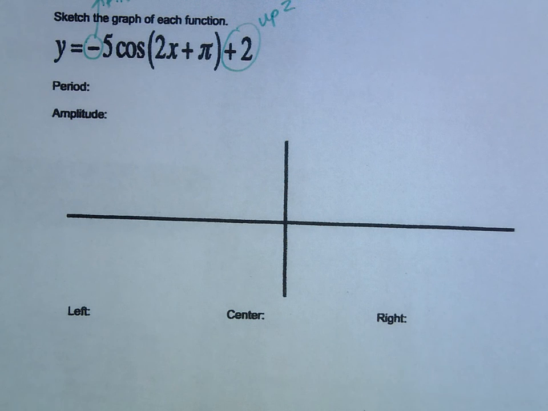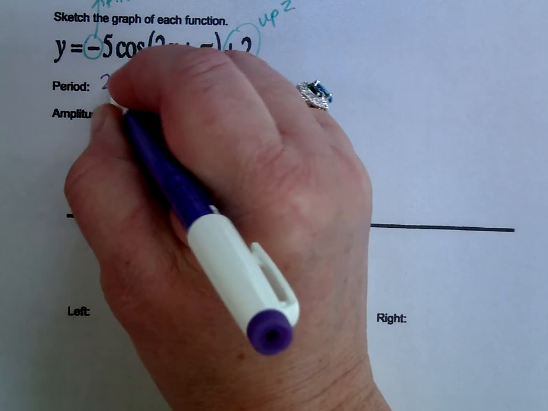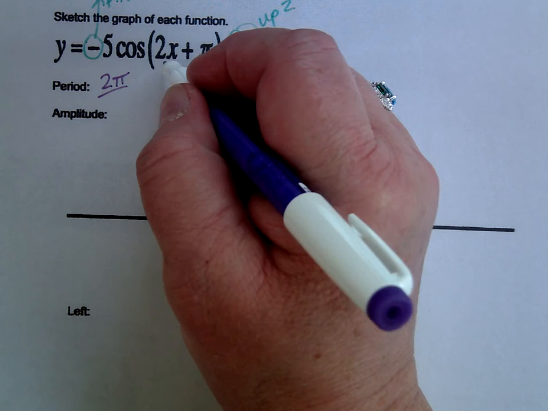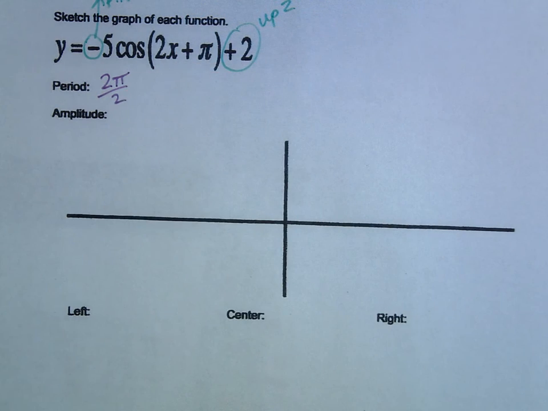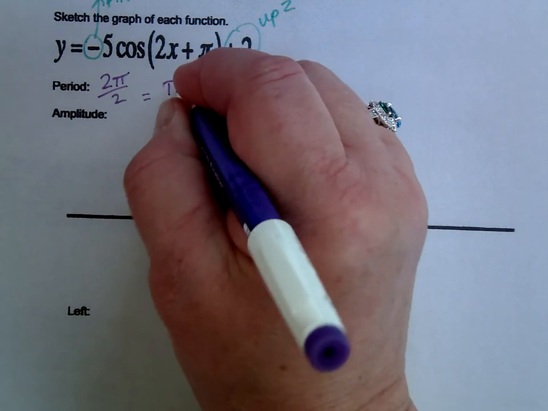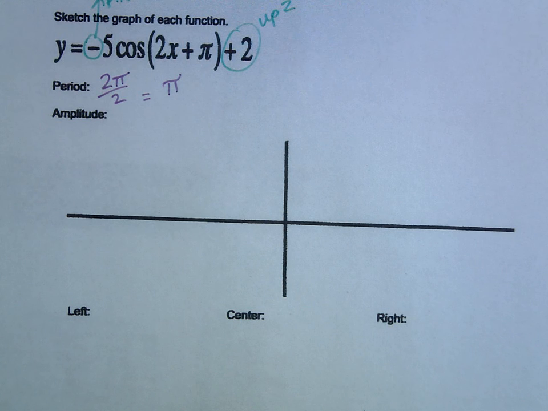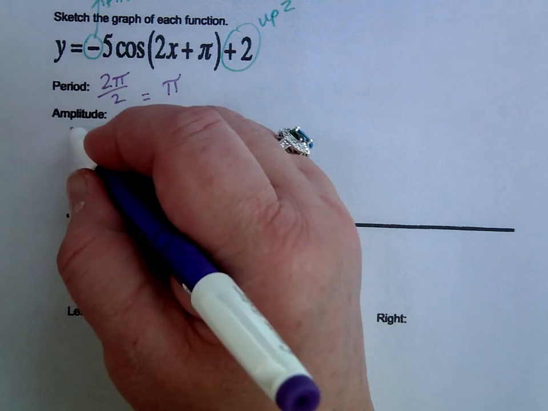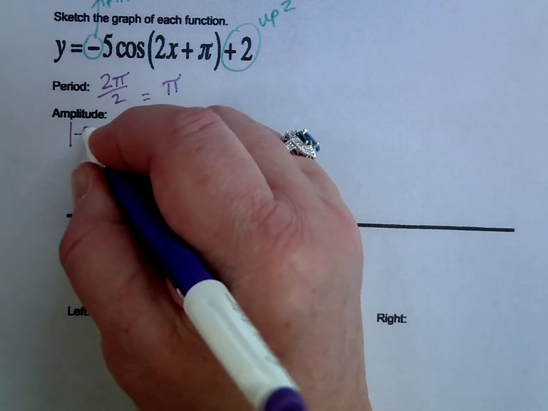The period is 2 pi divided by b. Well, b's 2. That's what's in front of the x. 2's cancel. I got pi. That's my period. Amplitude is the absolute value of what's in front. Well, what's in front's a negative 5. Gives me a 5.